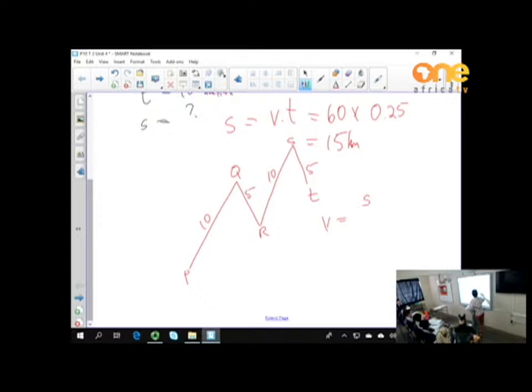Well, speed is simply distance divided by time. What is the distance? 10 plus 5 plus 10 plus 5. It is going to be 30 kilometers. And the time they say is 30 minutes, so we need half an hour. That gives me 60 kilometers per hour. Who had that one right? It is D. Yes!